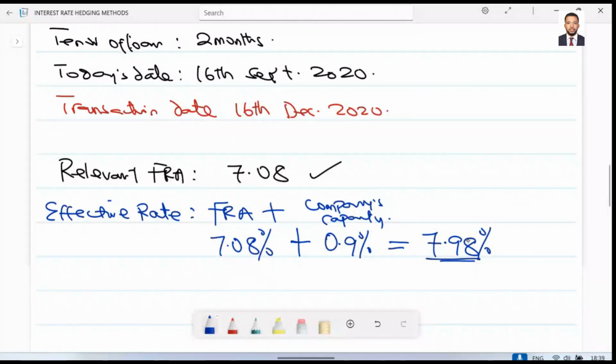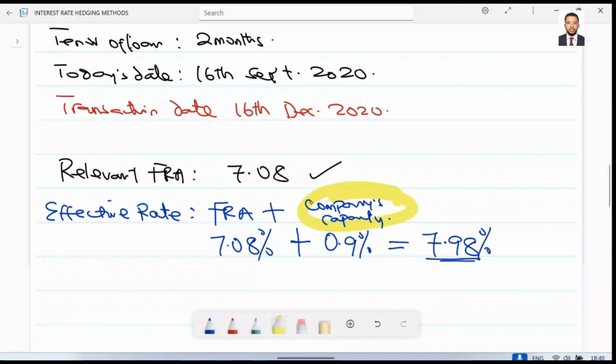Is it the question now? 0.9, is it not correct? Look at paragraph 3. The finance director has spoken to the bank, and they said the short-term loan will be given at the rate of 90 basis points above LIBOR. Can you see that? That 90 basis point is what you call the company's specific capacity. The moment you identify your relevant FRA, just put the FRA quote, and then add that capacity. That gives you your effective rate, or what you call the lock-in rate.